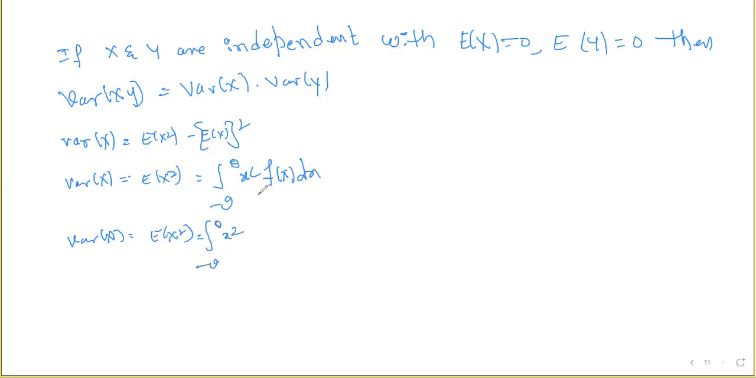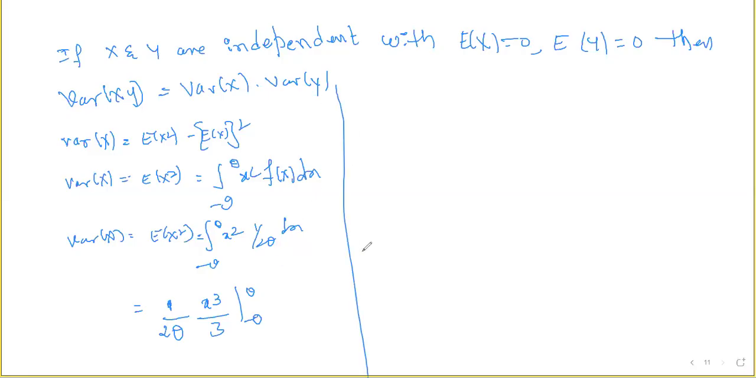What is f of x they have given? It is 1 by 2 theta, dx. This is equal to 1 divided by 2 theta outside, and the integral of x square is x cube by 3, from minus theta to theta. So variance of X equals 1 divided by 2 theta into 3, so it will be 6, 1 divided by 6 theta.